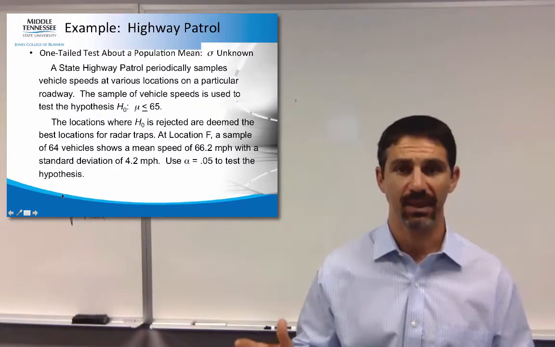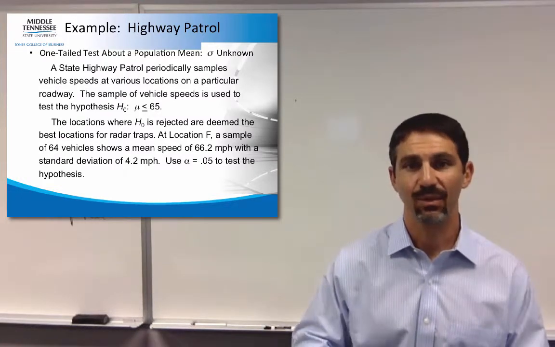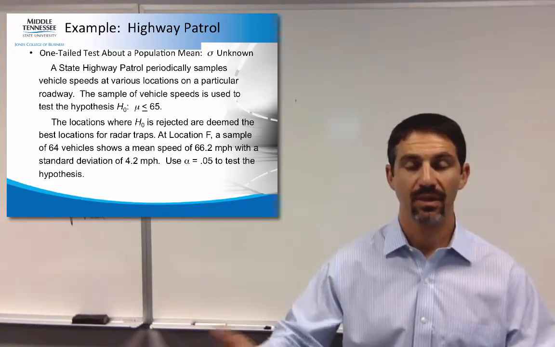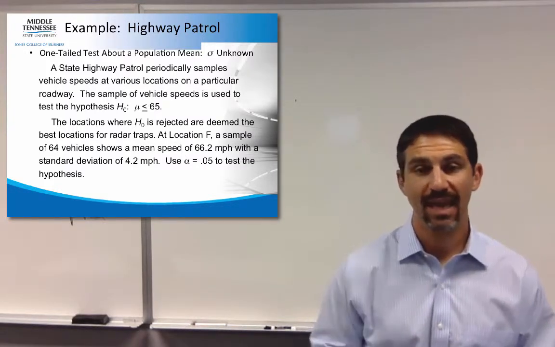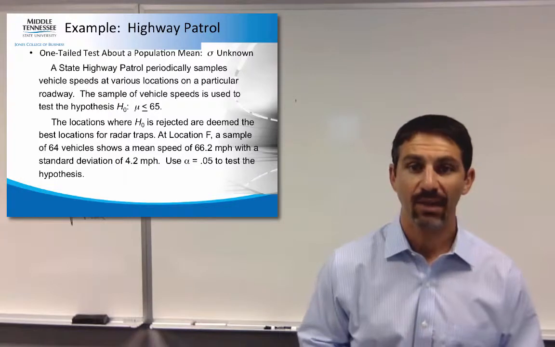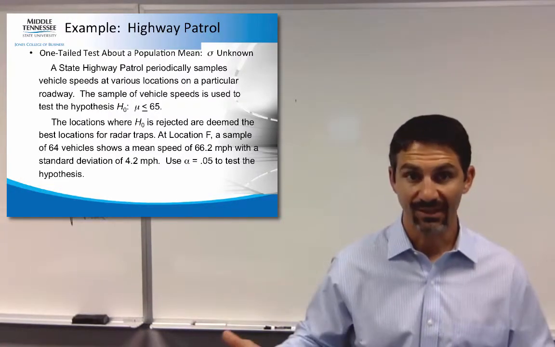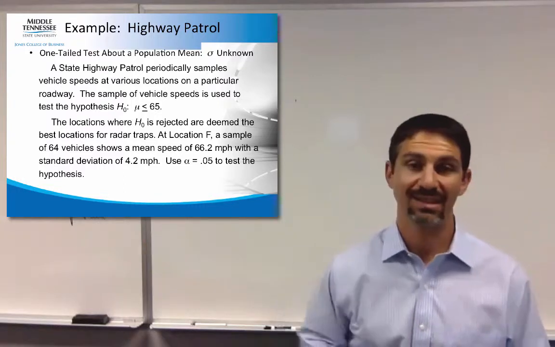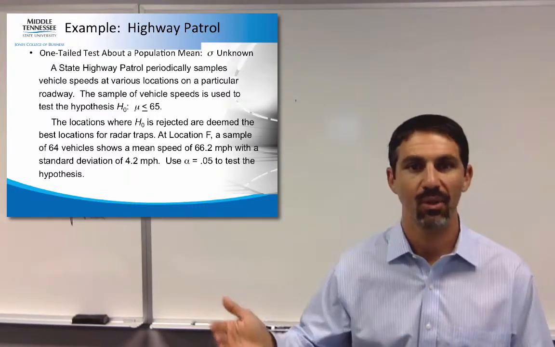Here's a great example, because what you have here is, what does your population mean? It's whatever they post as the speed limit. And so the speed limit in this case is 65, and they want to know if people are at 65 or less, which means, is traffic greater than 65 on average when they pass a certain point.